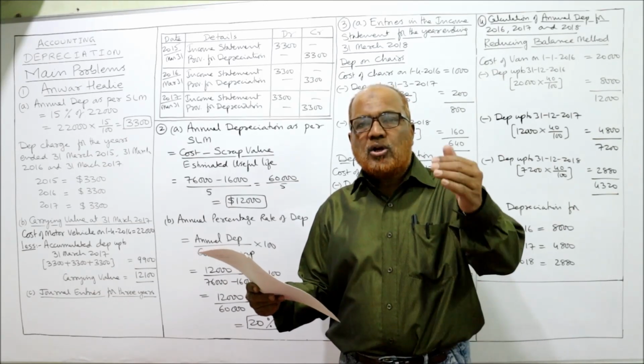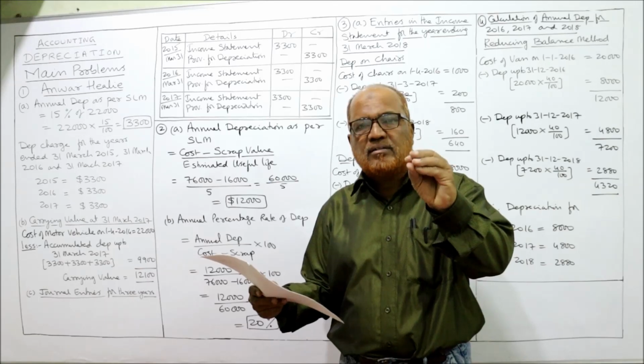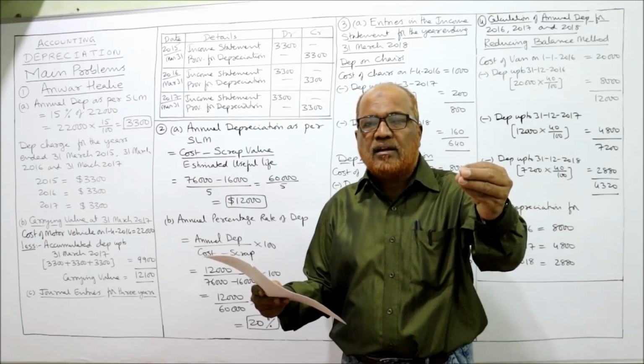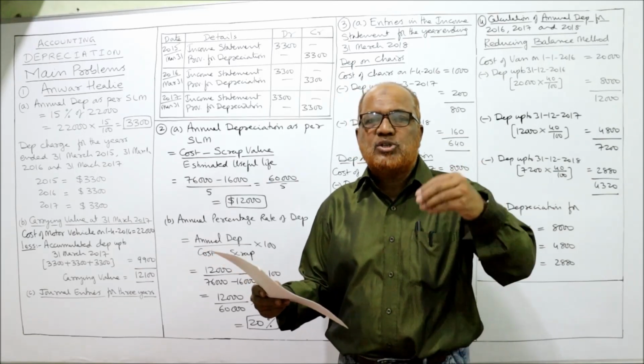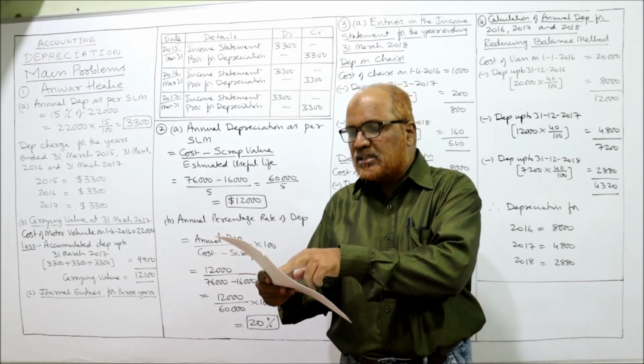The equipment cost is $76,000. The life is 5 years. At the end of the 5th year, it will be scrapped. It will be sold away as scrap, so it will fetch $16,000.